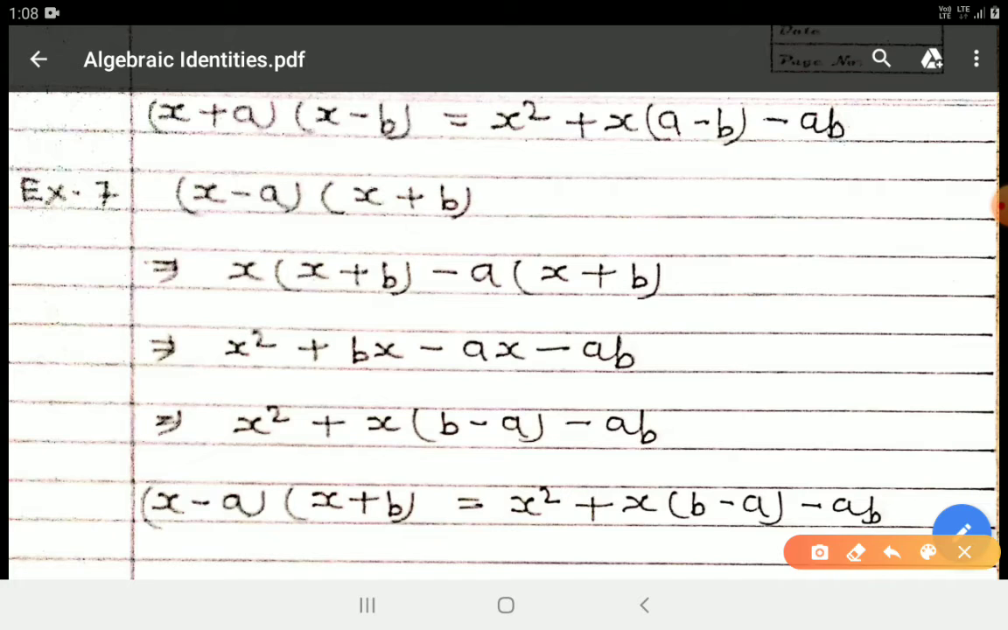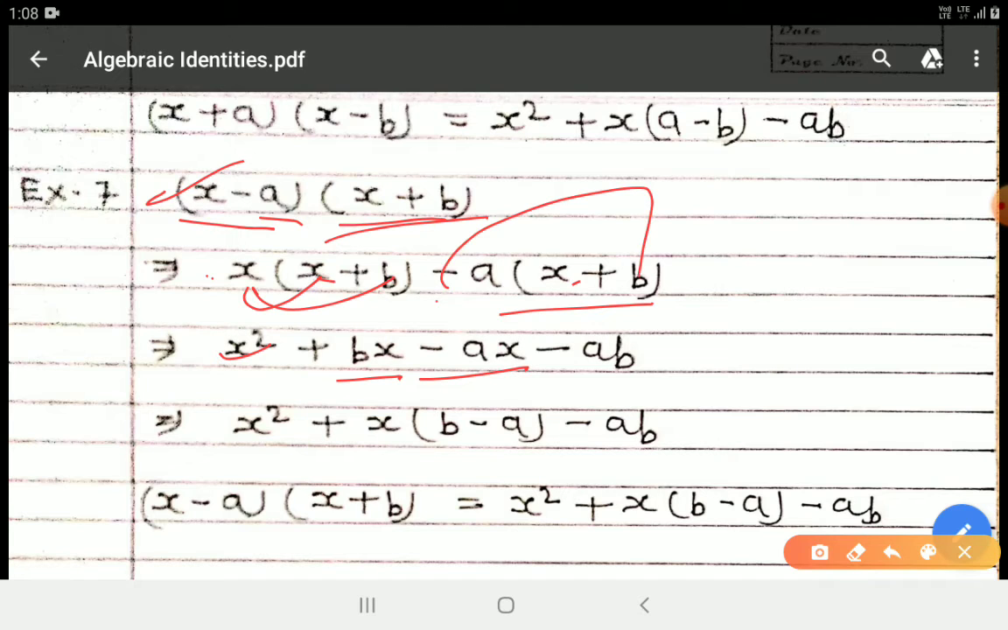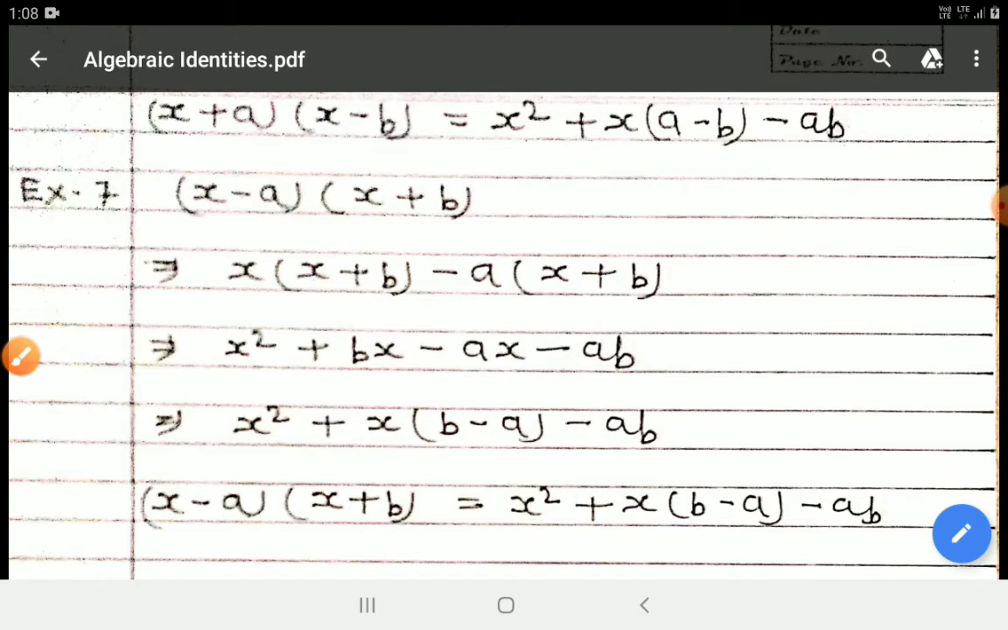Now the next one, the fourth, is also the same as the previous ones, but what is the difference here? The first sign we are taking is minus and the second one is plus. Same way, take the first x, then the second bracket, then minus a, so x into x is x², x into b is bx, minus a into x is minus ax, minus a into b is minus ab. Now take x common, so b minus a remains and it is minus ab. So (x − a)(x + b) is equal to x² + x(b − a) − ab.